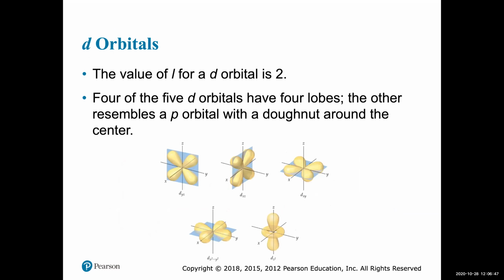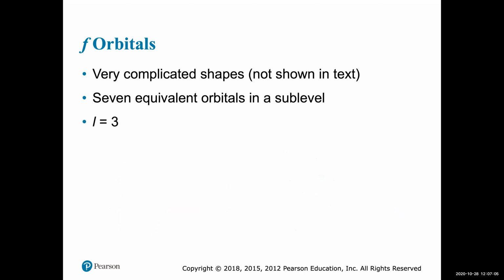D orbitals get a little more complex. We see here the 5 different d orbitals. 4 of them look pretty similar, just the orientation is different, where we have the 4 lobes. And then for the 5th one, we have 2 lobes, and then we have like a donut around the middle. And then finally, f is a little more complicated. You'll get a much better look at what f looks like, and you'll see what this means in the lab this week.